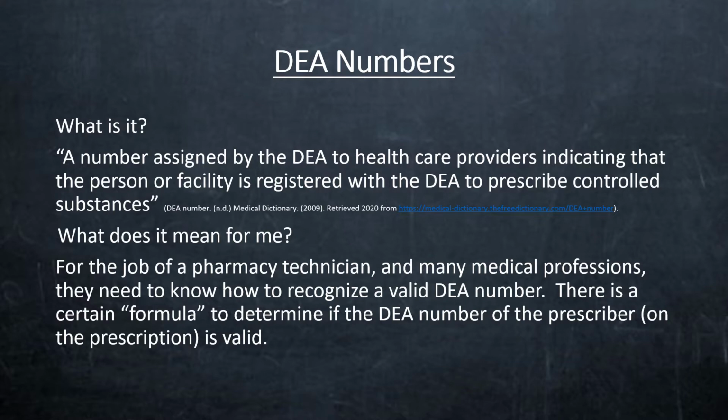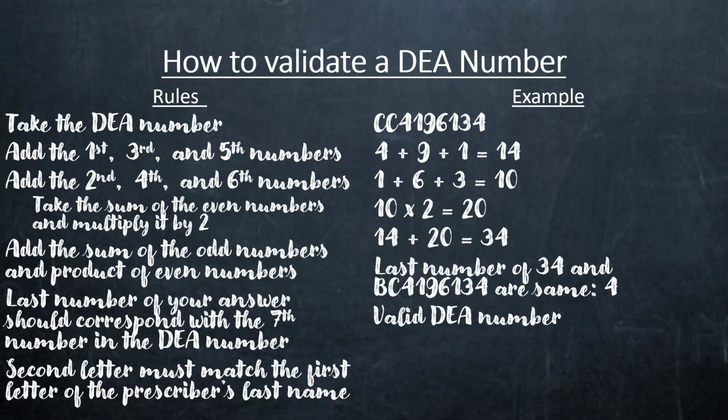So what does it mean for pharmacy technicians? For many technicians and other medical professions, you will need to know how to recognize a valid DEA number and how to validate that DEA number, especially for your tests and your PTCB. So there's a certain formula to determine if that DEA number of the prescriber is valid. Today we'll go over that formula and validate a DEA number. So here's the formula with an example of how to validate a DEA number.